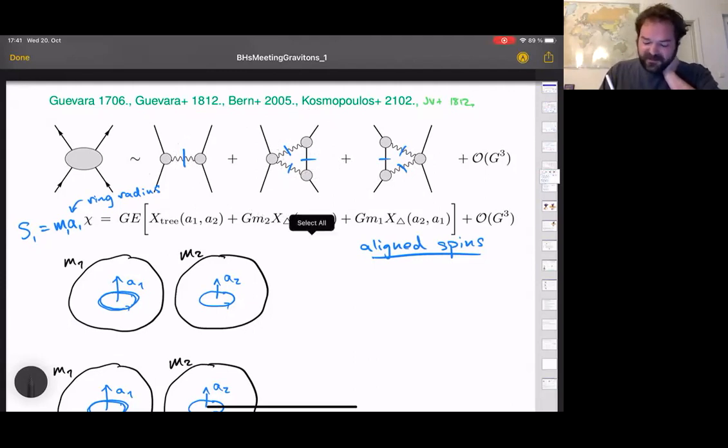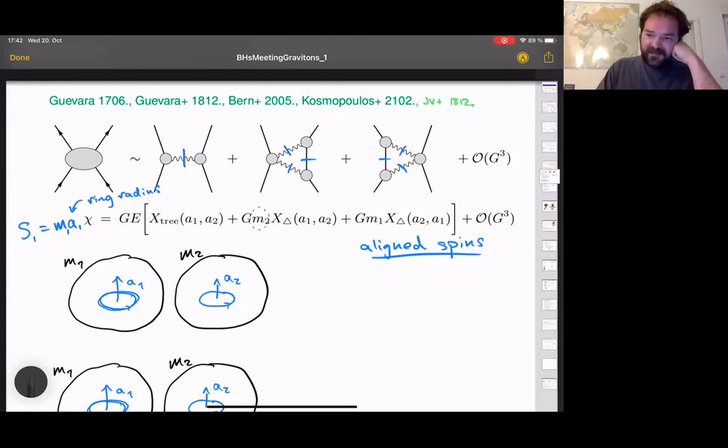And also it's clear from the amplitudes analysis how the mass scaling is going to go. Here I'm writing an expression for the scattering angle, which is, at least for this aligned spin case, very simply related to the amplitude. In one quick word, the Fourier transform of the amplitude, or maybe the log of the amplitude, gives you a function whose derivative with respect to the impact parameter is the scattering angle.